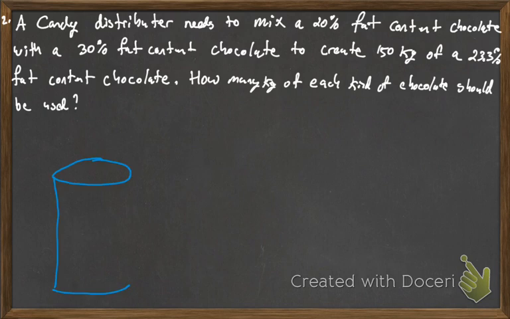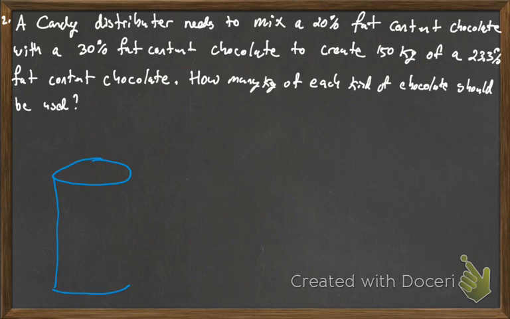All right. So it says a candy distributor needs to mix a 20% fat content chocolate with a 30% fat content chocolate to create 150 kilograms of a 23.3% fat content chocolate. How many kilograms of each kind of chocolate should be used? So this one's pretty similar to the last one. They do tell us the total amount we want at the very end, which is 150 kilograms.